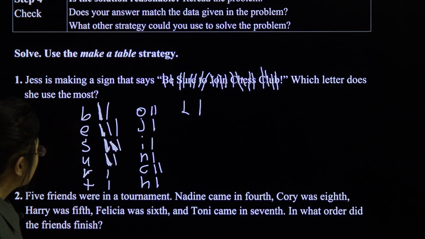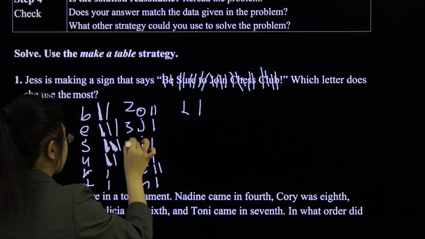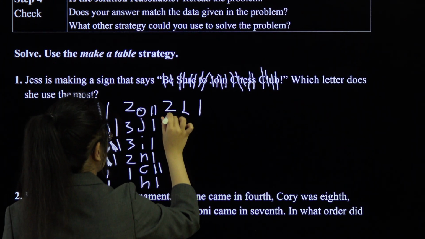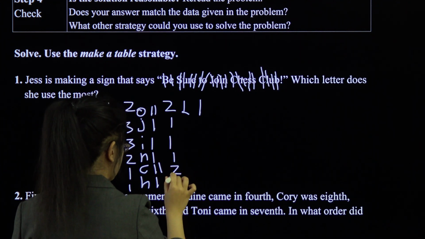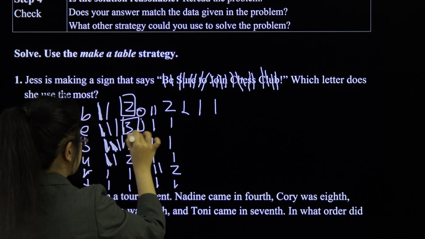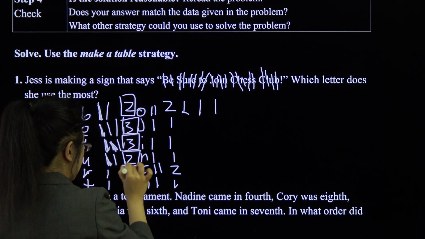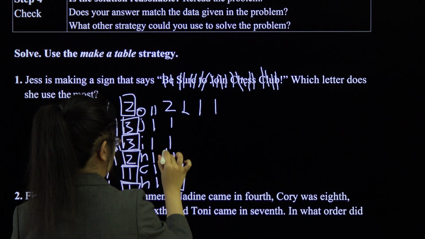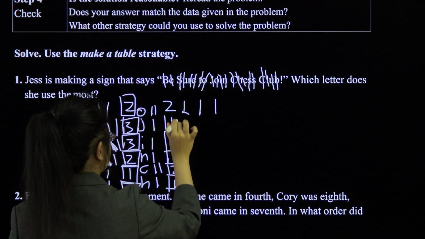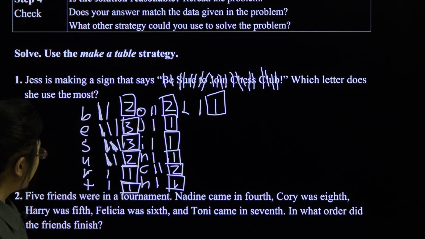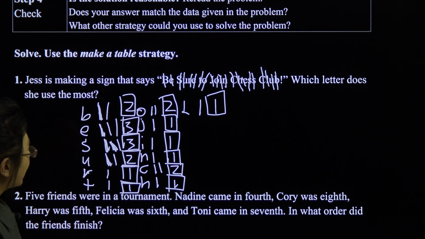Okay. So we have 2, 3, 3, 2, 1, 1, 2, 1, 1, 1, 2, 1, 1. I mean, the last time I checked, 3 was kind of bigger than 2, and 2 was kind of bigger than 1, which means that the letter that Jess uses the most, well, there's actually 2 of them, E and S.